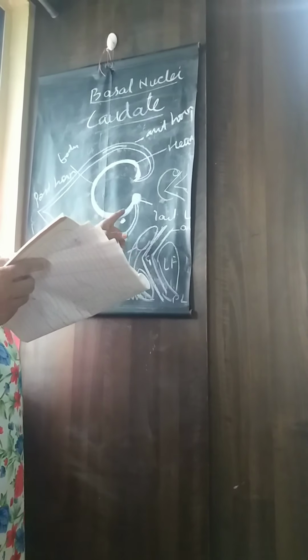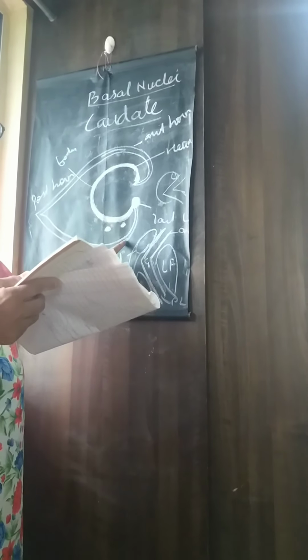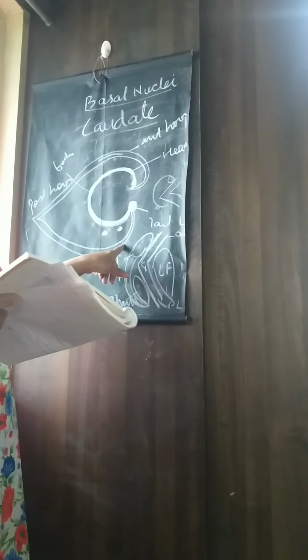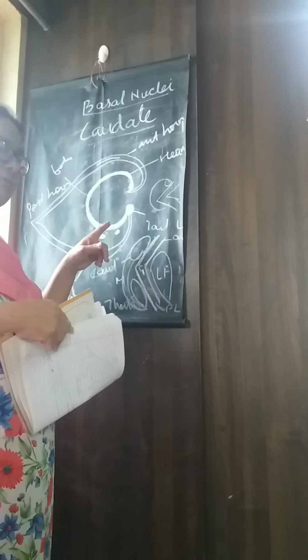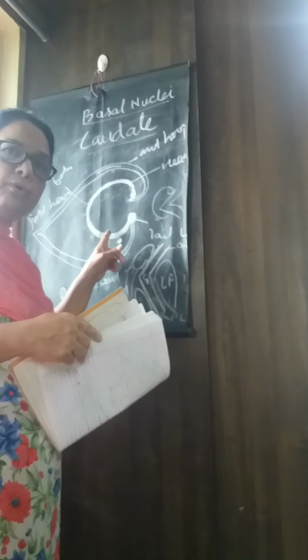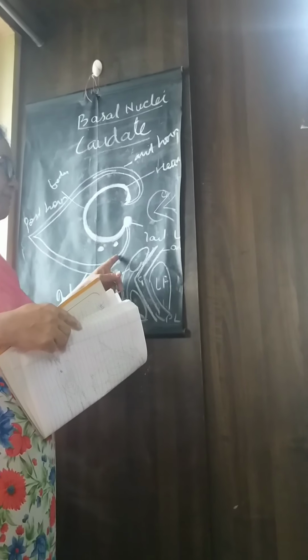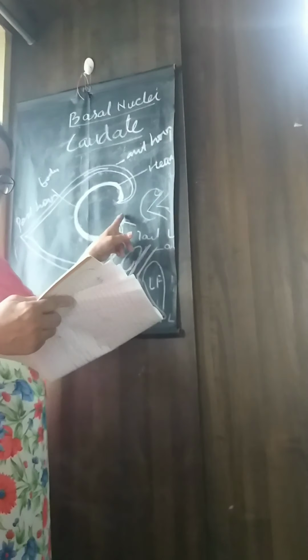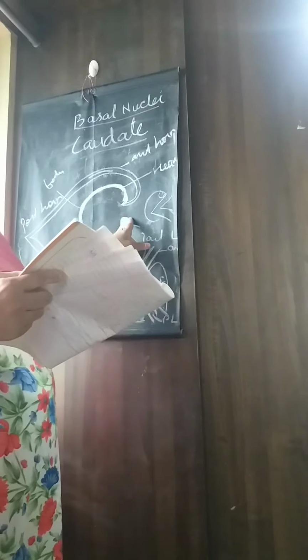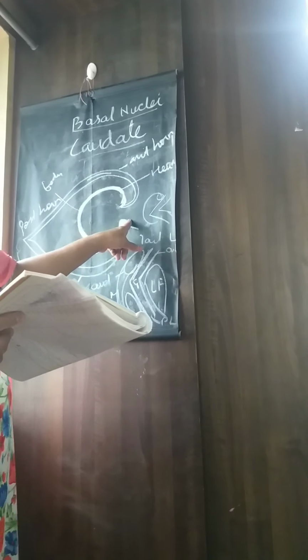And the tail, got it? The tail is related to the inferior horn of the lateral ventricle. The tail forms the roof of the inferior horn of the lateral ventricle, and over here it ends by joining with the amygdaloid body. Got it? It ends by joining the amygdaloid body.